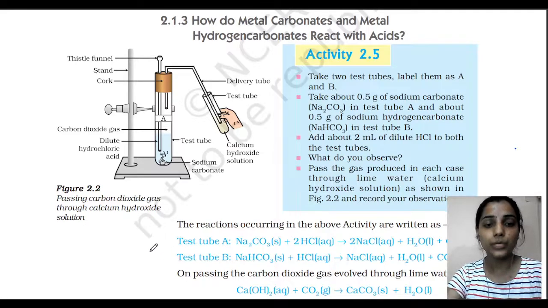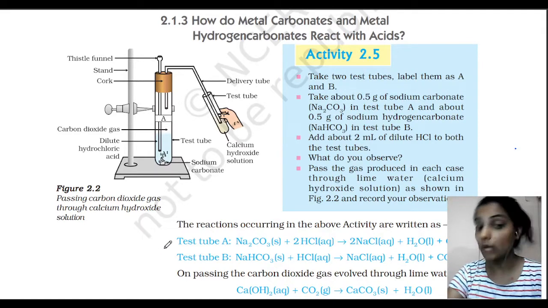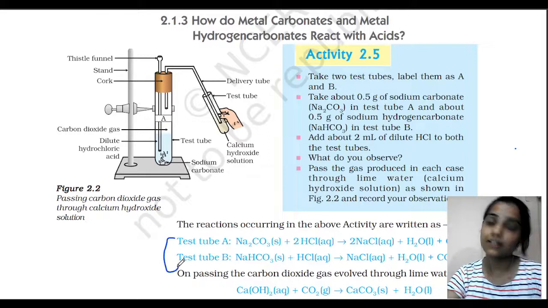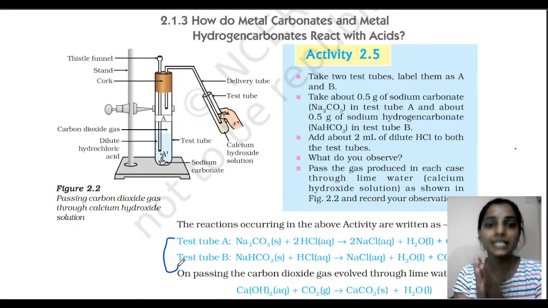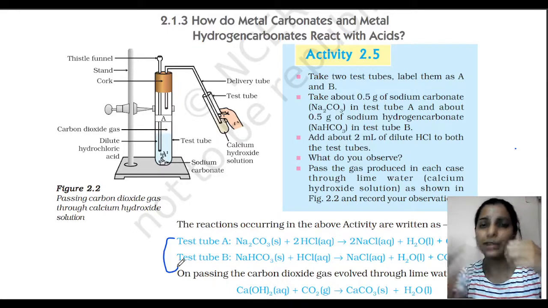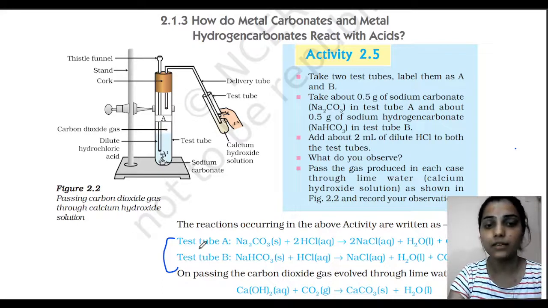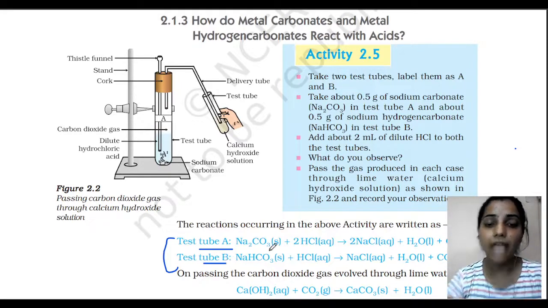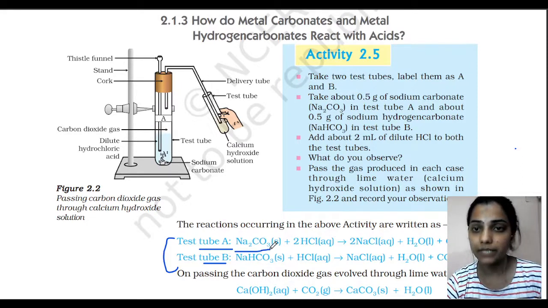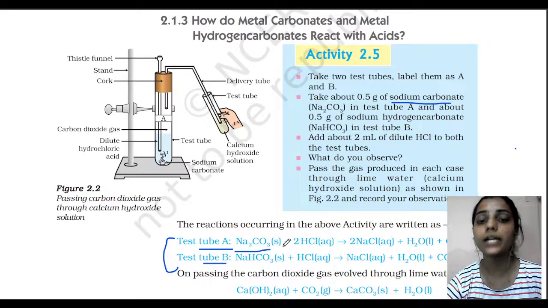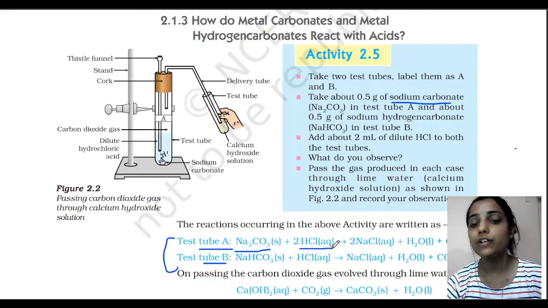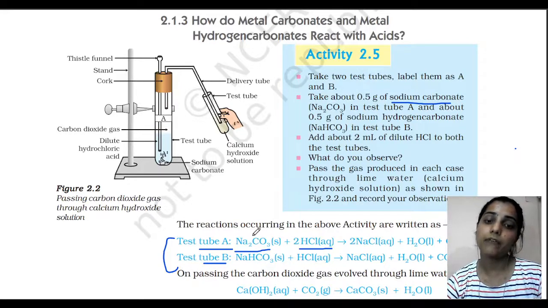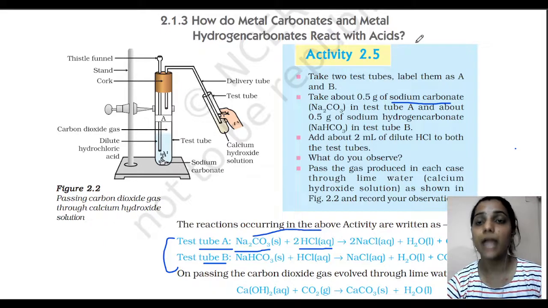And also we can find out through these reactions. So basically, we'll have to take two test tubes, and we'll mention them as test tube A and B. First we have to take sodium carbonate, like you can also see here, and we have to add HCl. We have to take sodium carbonate and add HCl.